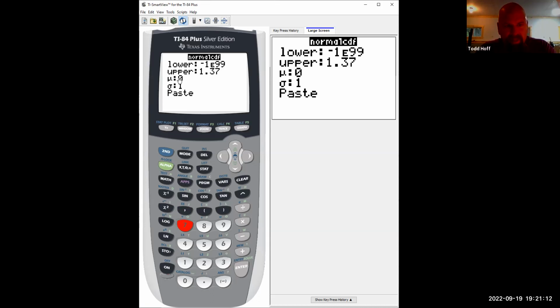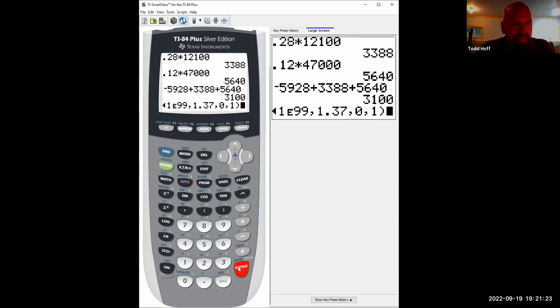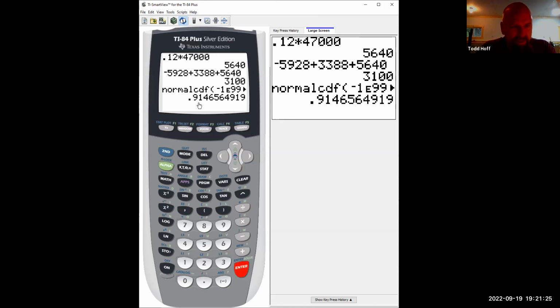Now notice it automatically puts in a mean of 0 and a standard deviation of 1. Unless you tell it otherwise, the calculator assumes we're dealing with a standard normal distribution. So we paste and hit equals, we get 0.9147. We'll round to 4 decimal places here again, just like we did last week.